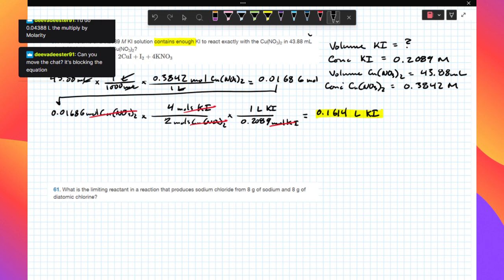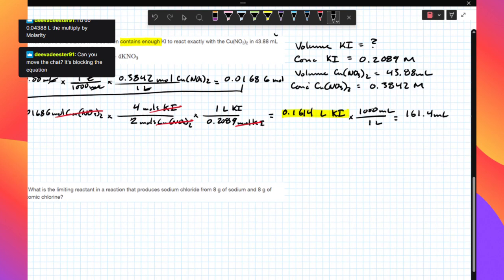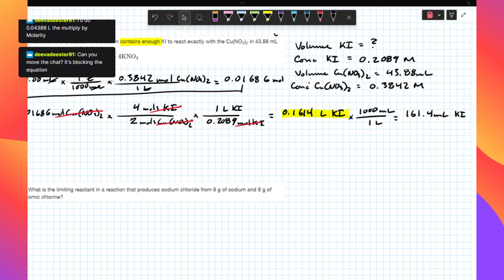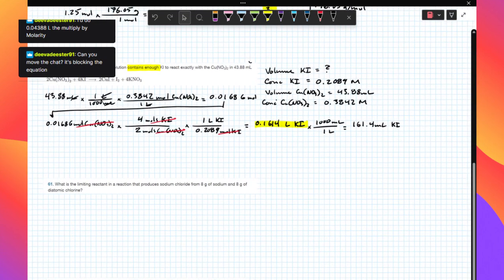And since we started in milliliters, we can go ahead and multiply that by 1,000, which gives us 161.4 milliliters of potassium iodide. Cool.